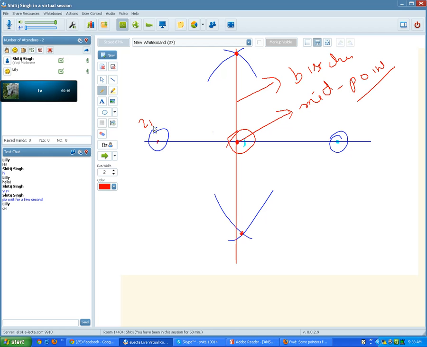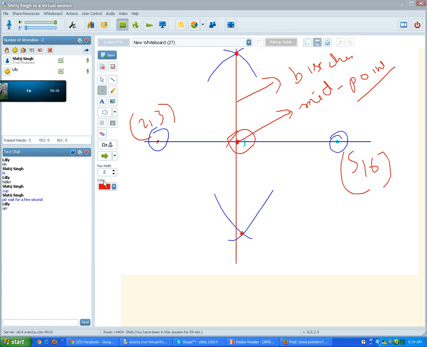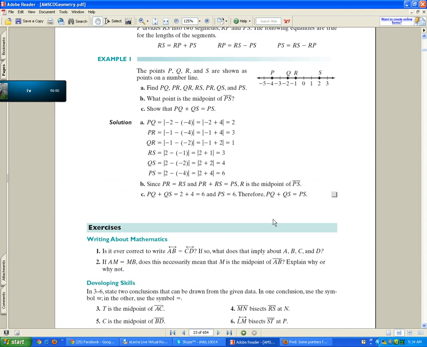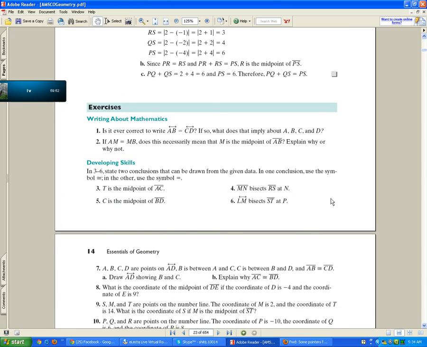I also told you how to find the midpoint. If the two points are given as 2 comma 3 and 5 comma 6, can you tell me what the midpoint would be? Just leave it in fractions. Correct, absolutely correct. So this is the way to find the midpoints.